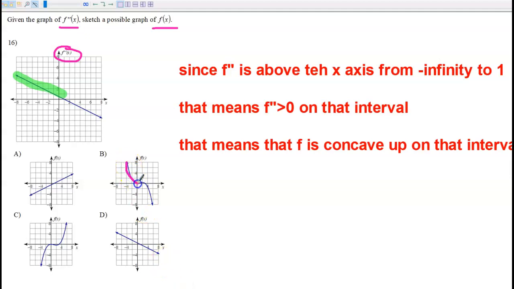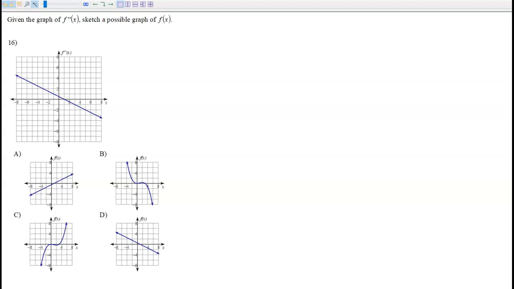That looks like this graph to me. That looks like that one's concave up from negative infinity up to 1. I'd say our answer there is B. Right, and last one we'll look at like that. Number 17.